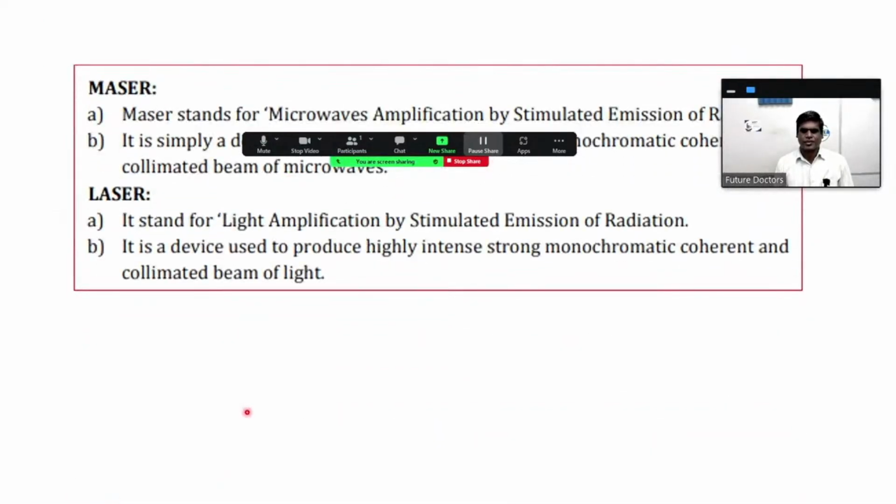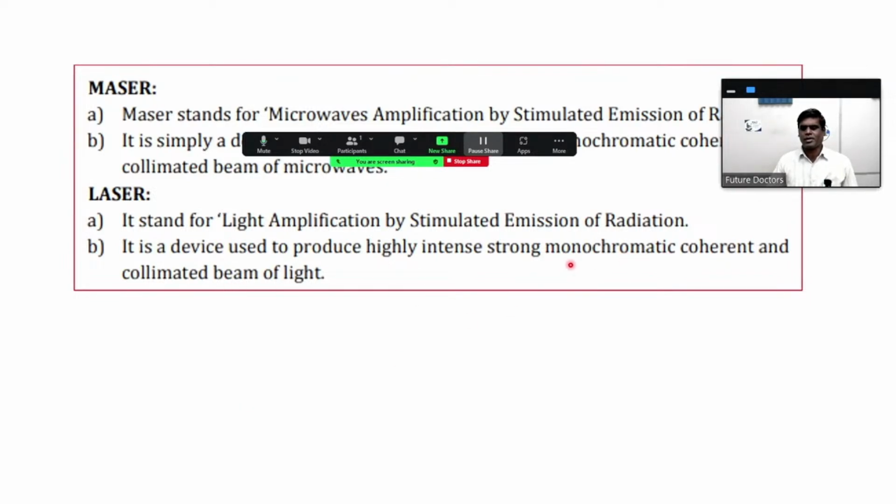Laser and maser. Laser stands for light amplification by stimulated emission of radiation. That is laser, and it is a device. A laser is a device used to produce a highly intense, strong, monochromatic, coherent and collimated beam of light.